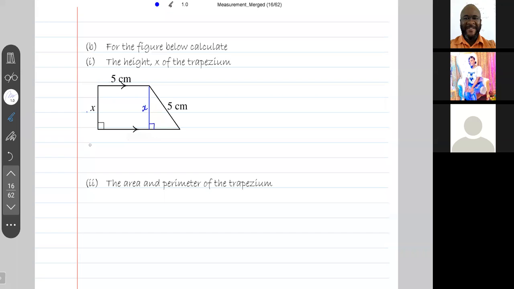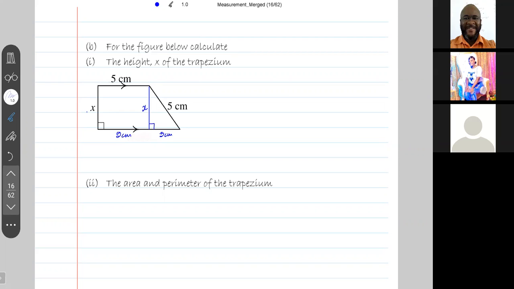So the blue line cuts this, and I'm saying that over here is 5 centimeters, and over here is 3 centimeters. I'm asking, do you agree with that? Yes, sir. Fine, it should be obvious. It's almost like that line cuts the trapezium into a rectangle and a triangle.